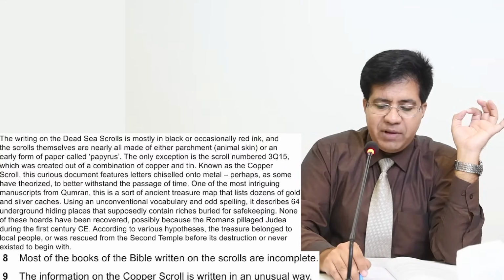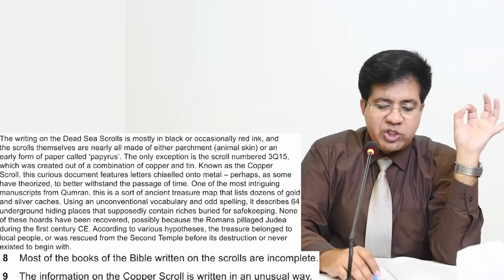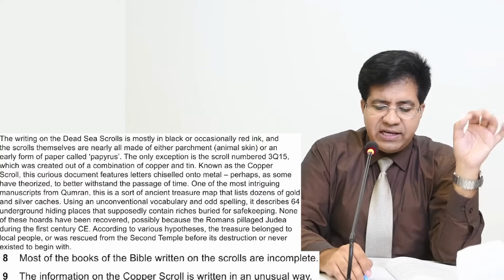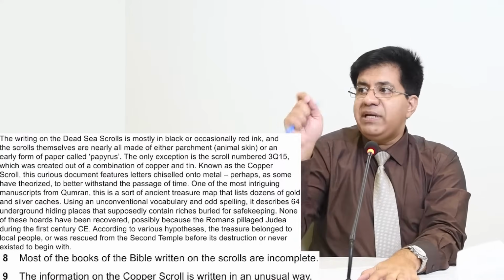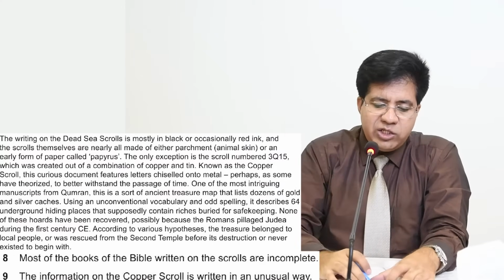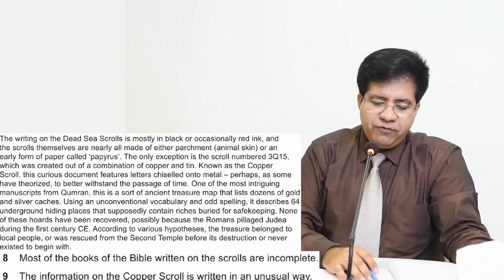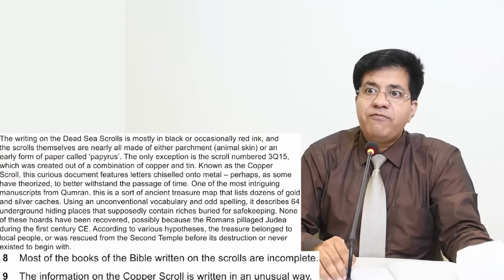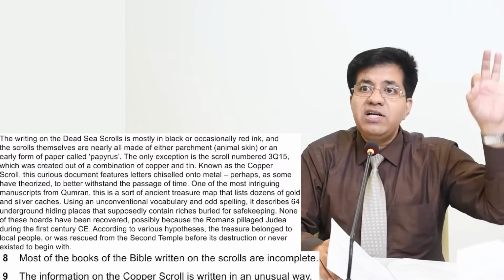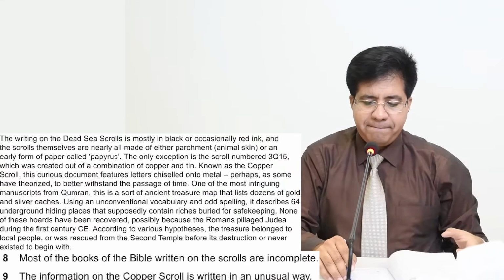the passage of time. Now what is it? This curious document, the word curious, focus on that. This curious document features letters chiseled onto metal. Chiseled means to carve or engrave. The words were chiseled onto metal, and they use the words curious document. Now let's go back. What's the question? The information on the copper scroll is written in an unusual way. What is that unusual way? Chiseled on metal. So the answer is true. Very good. Clear? Unusual way, chiseled on metal.